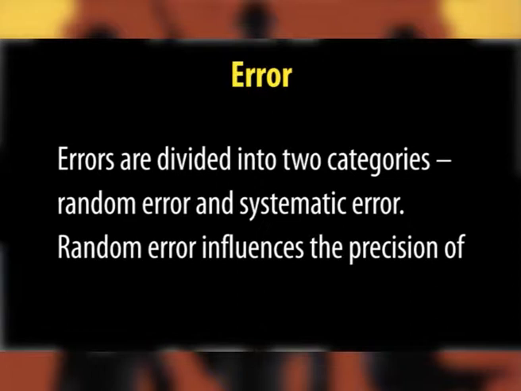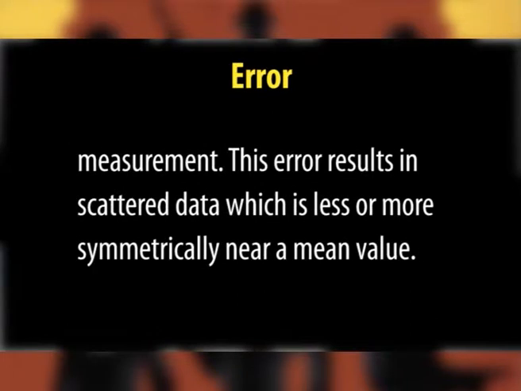Random error influences the precision of measurement. This error results in scattered data which is more or less symmetrically near a mean value. Systematic error influences the accuracy of results. This error results in a set of data that varies from the standard accepted value. Systematic error arises from imperfections present in the components of instruments, errors created by carelessness or not giving proper attention to the instrumentation.